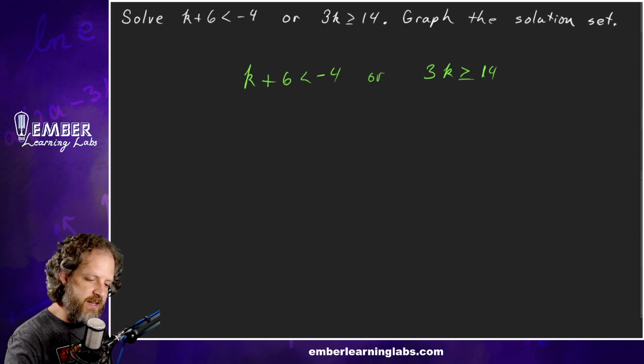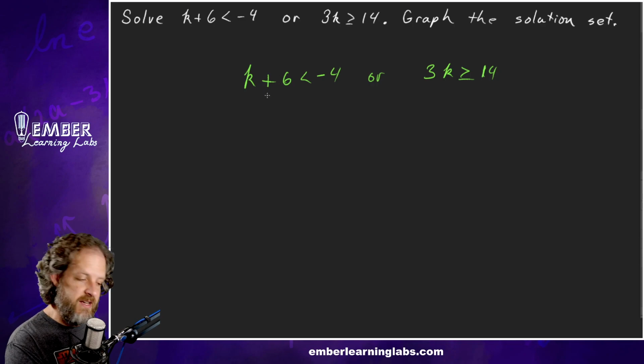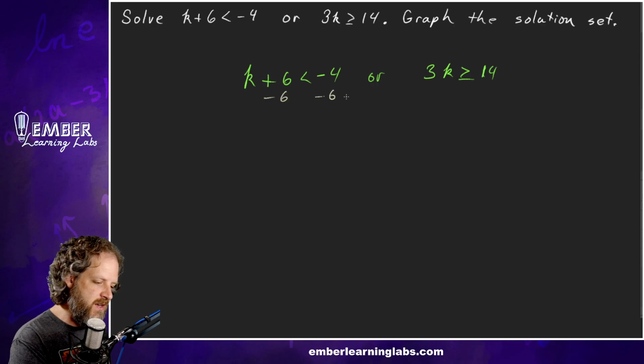So we're going to solve each one of these separately. So this guy, we've got a 6 attached to k. How is the 6 attached? It is attached through addition, so we're going to subtract 6 to get rid of it.